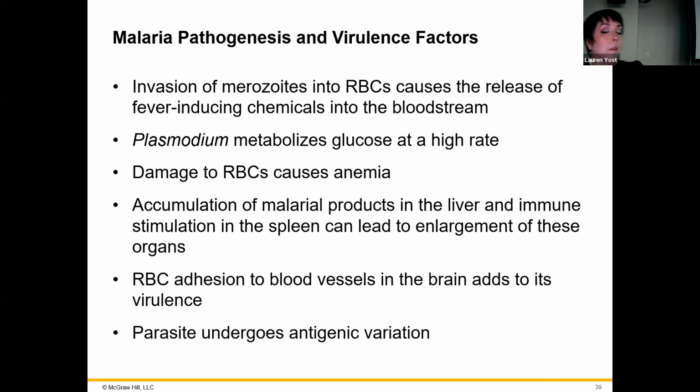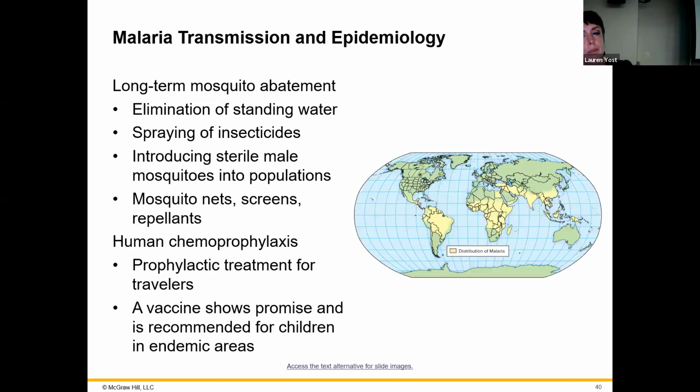It can lead to anemia as the blood cells are being damaged, as well as splenomegaly, enlargement of the spleen, and the liver as well, because it's also being affected by the protozoa. The red blood cell adhesion to blood vessels in the brain can lead to those brain effects that we talked about in the previous slide.